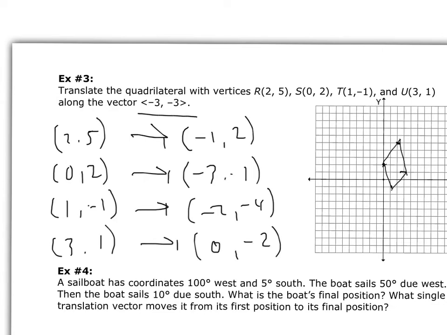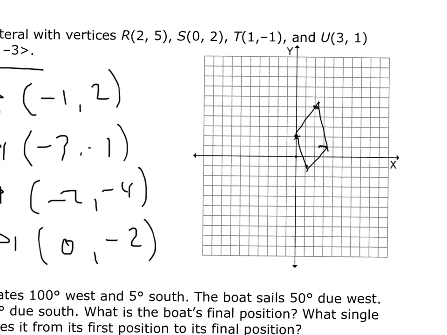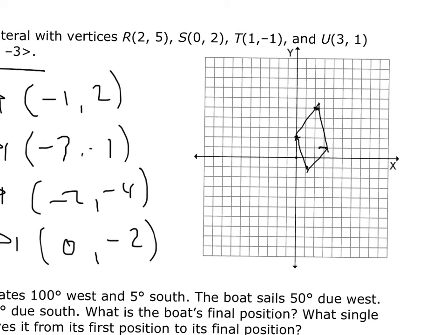Okay, so now we need to go ahead and graph those ordered pairs. And I'm going to do this in red. So we have -1, 2 as an ordered pair. We have -3, -1. We have -2, -4. And lastly, we have 0, -2. Okay, so you can see that if you join your lines, you have a quadrilateral that is moved in the same direction along the same vector, and that has resulted in its translation.